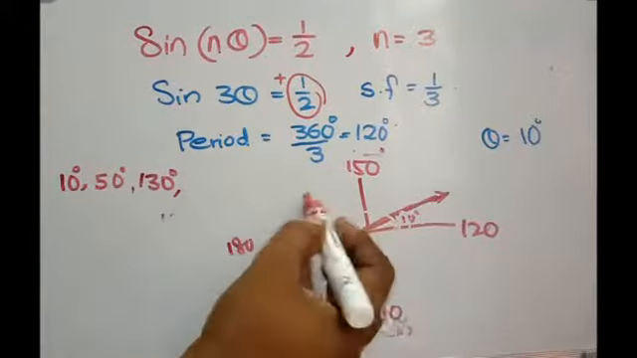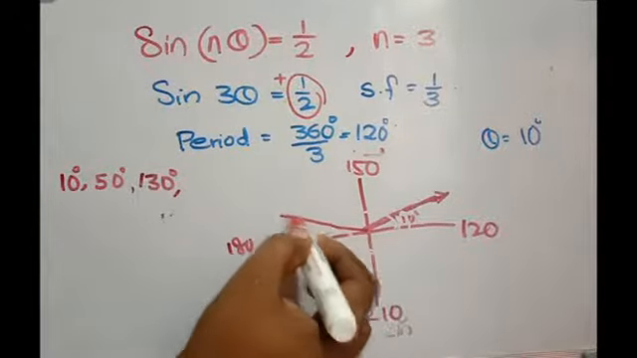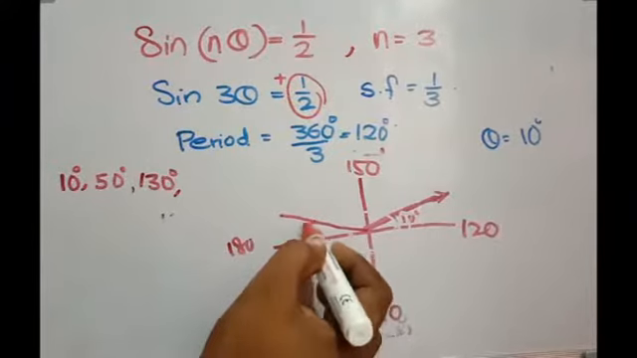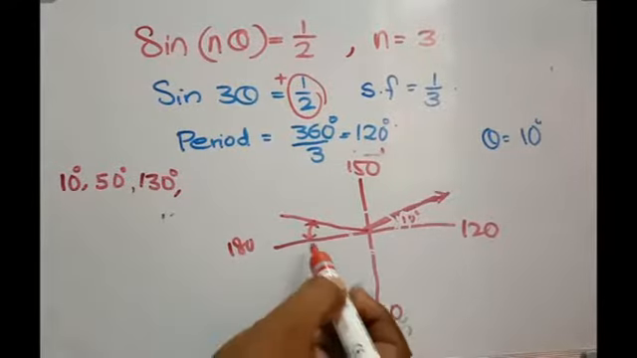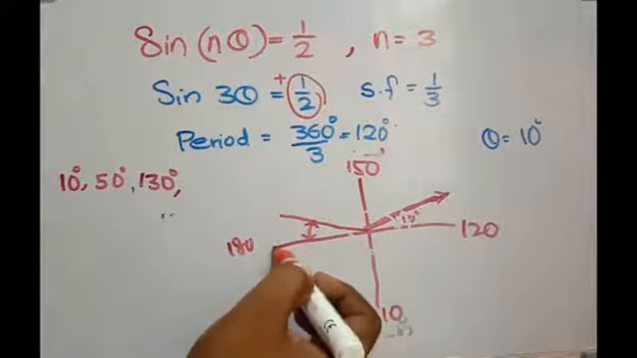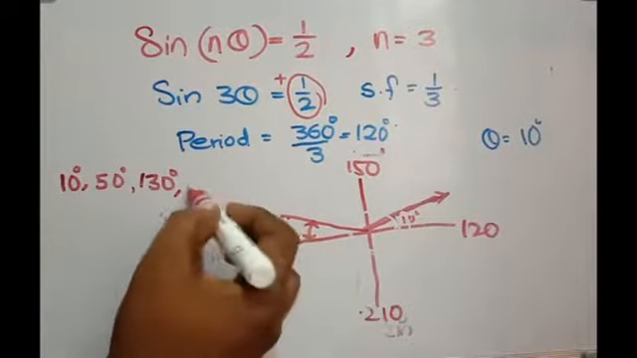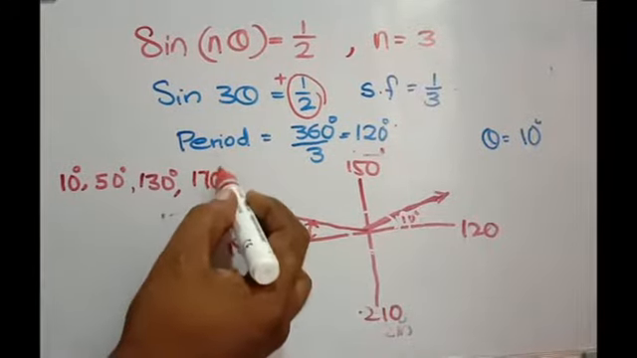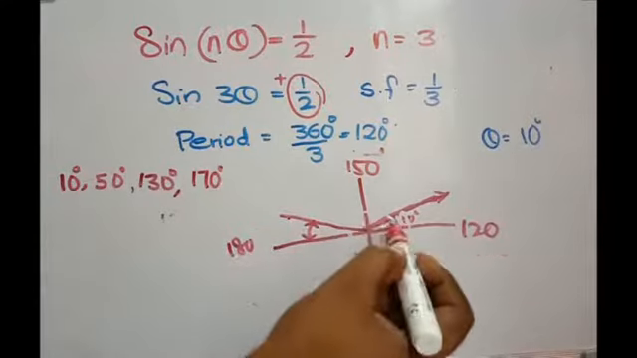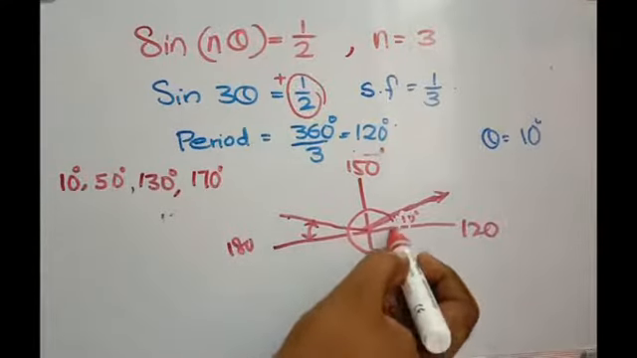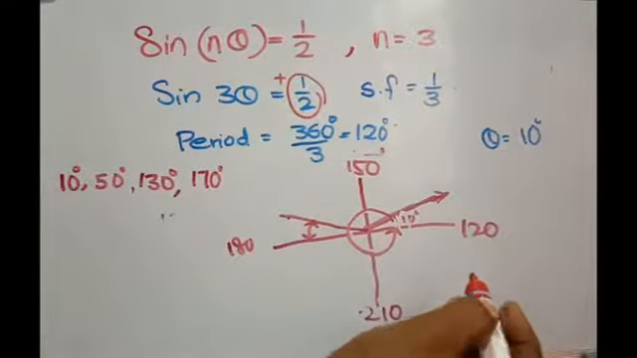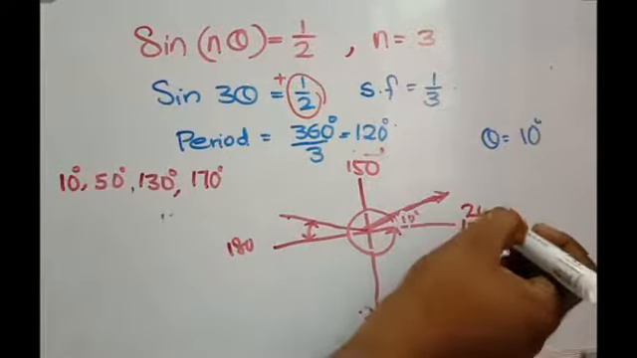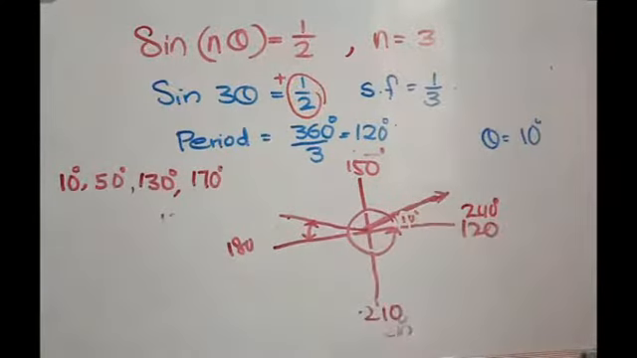Now its corresponding positive angle comes here. This one. You see it is 10 degrees less than 180. So that is 170 degrees. It goes one more rotation, so that it becomes 210, 240 degrees. Now let's see from 240 to the next one.